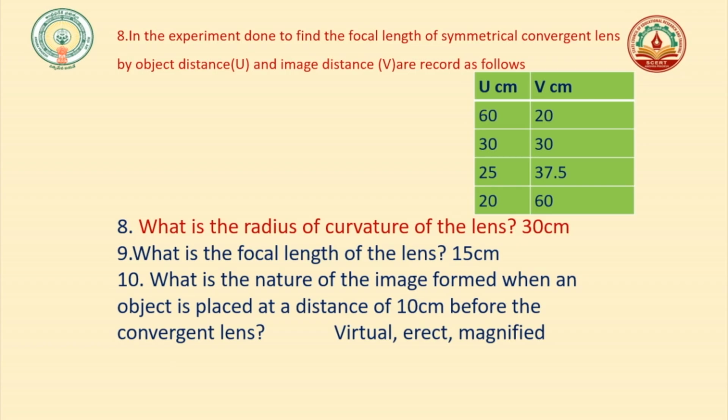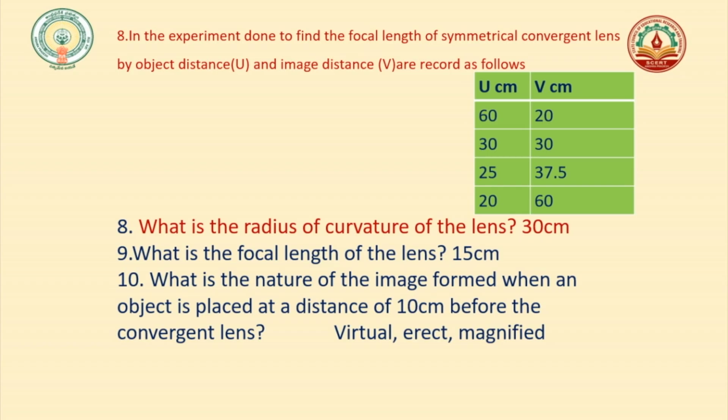of curvature. The radius of curvature is double the focal length. So the focal length will be 15 centimeters. Radius of curvature is 30. Focal length is 30 by 2, that is 15 centimeters. Without doing any calculation, on seeing the table, we can recognize the focal length and radius of curvature.